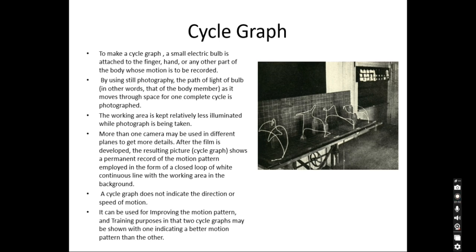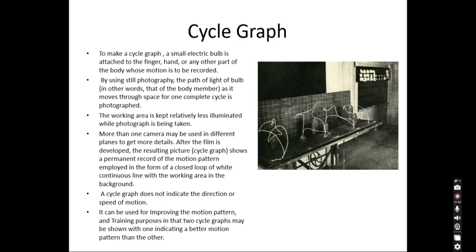Next type is called cycle graph. To make a cycle graph, a small electric bulb is attached to the finger or any other part of the body whose motion is to be recorded. By using still photography, the path of the light of the bulb, in other words, that of the body member as it moves through space for one complete cycle, is photographed.